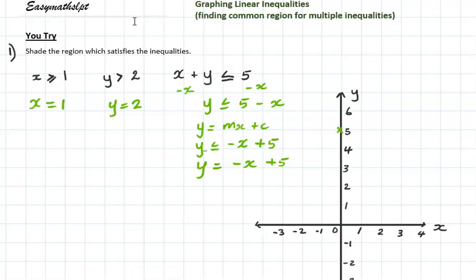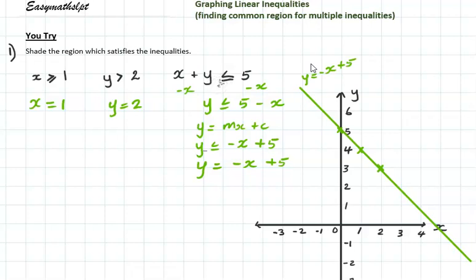And our gradient is negative 1. So we go 1 across and 1 down. So this is our next point right here. 1 across, 1 down. And we have enough points. Now it's going to be a solid line because it says less than or equal to. And we label our line as y is equal to negative x plus 5.